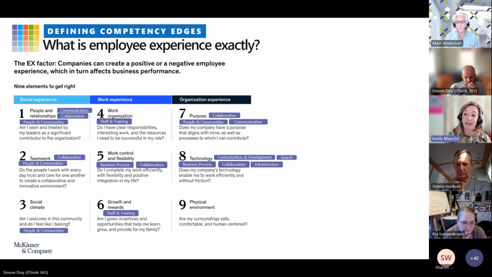Earlier, I mentioned this idea that technology is one of the core pillars of your employee experience. So this is where we see customization and development, search, business processes, infrastructure, collaboration, really how you created that environment for you to be getting your work done with your colleagues. And then I would love to hear feedback from the group.